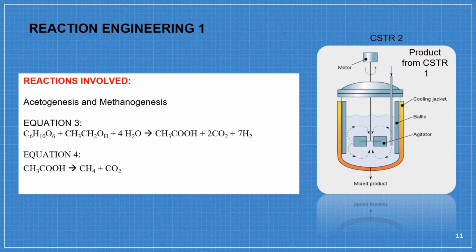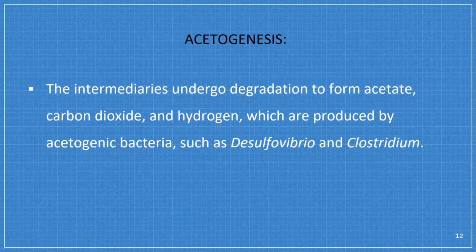Onwards is the reaction in CSTR2. Reactions involved are acetogenesis and methanogenesis, and these reactions are represented by equation 3 and equation 4. Starting with acetogenesis, products from CSTR1 are moved into the second reactor. The intermediaries undergo degradation to form acetate, carbon dioxide, and hydrogen, which are produced by acetogenic bacteria such as Desulfovibrio and Clostridium.